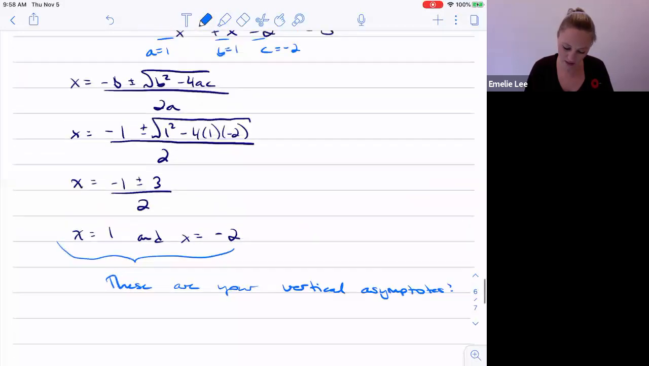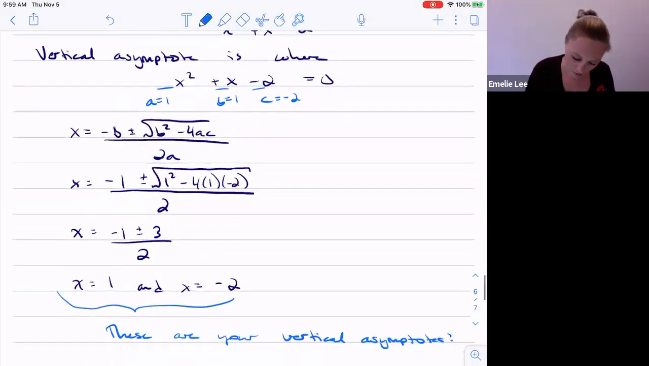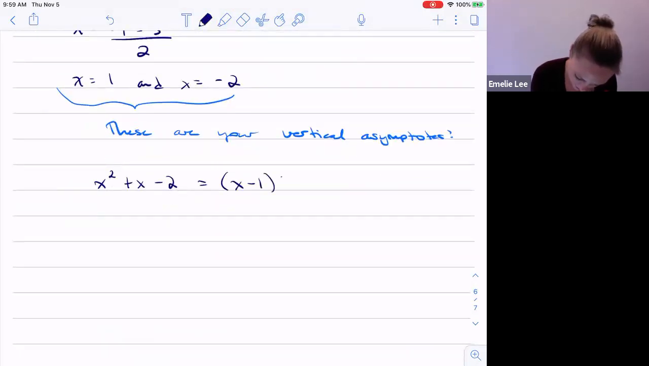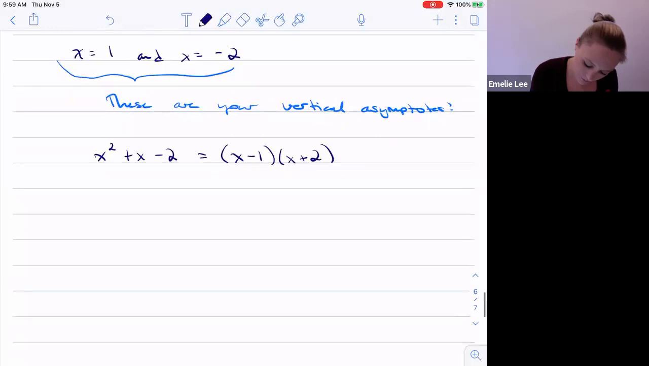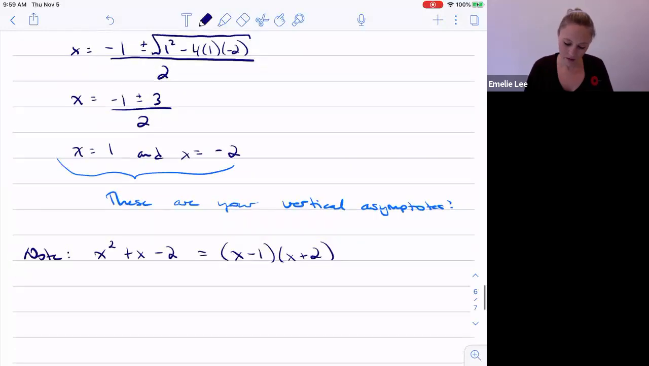You can use these to write this out as a factored quadratic. So we can write x squared plus x minus 2 is the same as x minus 1 times x plus 2. We'll use that for later. Just make it a note for now. Okay, so what this is saying is that x equals 1 and x equals -2, we have these vertical asymptotes.